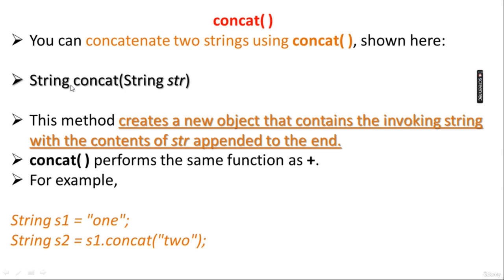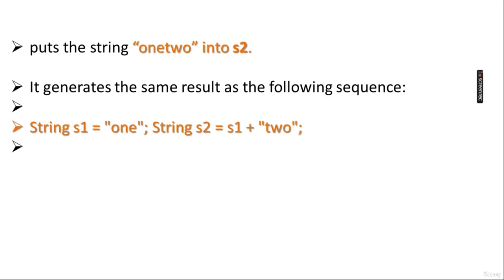Concat performs the same function as the concatenation plus operator. If string s1 is "1" and string s2 is s1.concat("2"), it will give you "12". It generates the same result as "1" plus "2", that is "12".